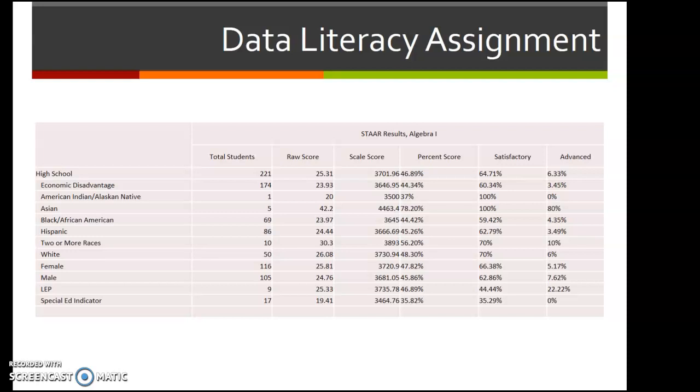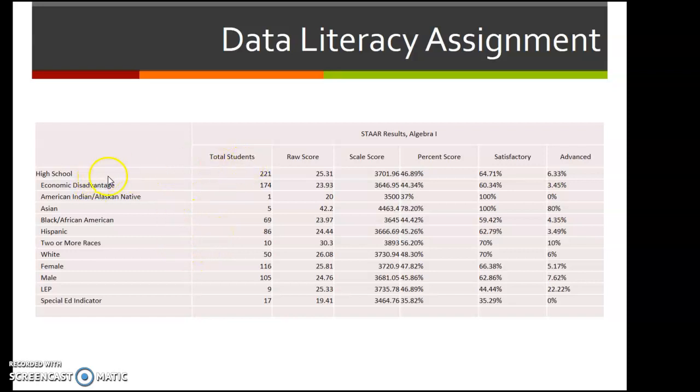Okay, so that you will be prepared for the data literacy assignment, I'm going to give you an example so that you know kind of what to look for when you complete your own assignment. So this is not your data, but this is just an example.